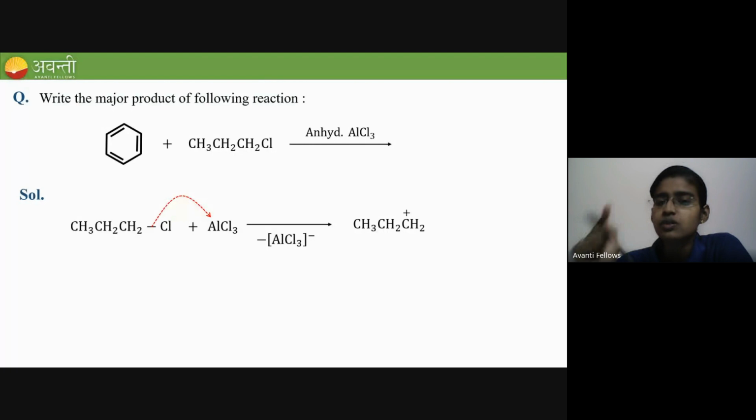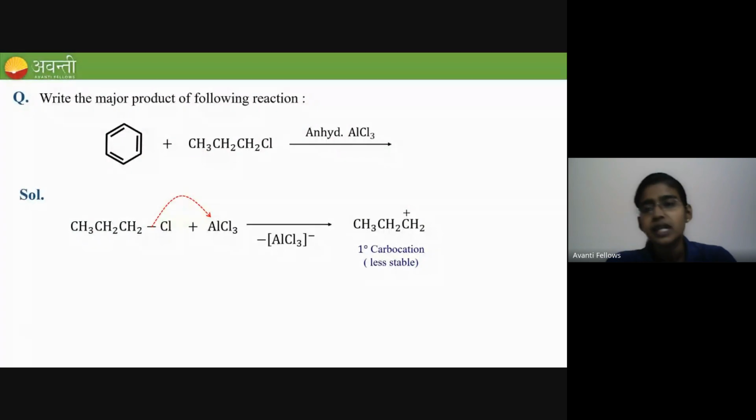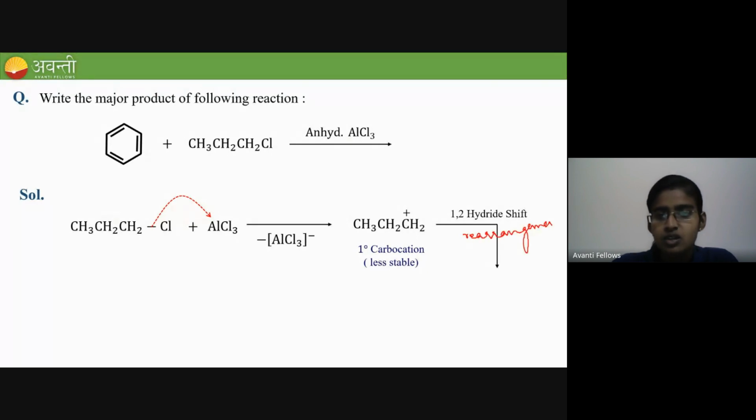Now this carbocation is a primary carbocation, since the positive charge is on CH2, right? Primary carbocation is less stable compared to secondary and tertiary. This concept we know from the GOC lesson, right? Now what happens? A 1,2 hydride shift occurs. This is called rearrangement.